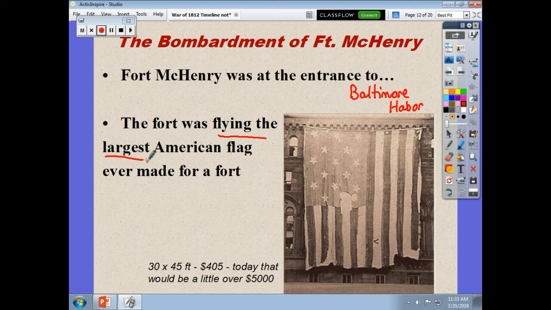This is a picture of that flag. You can see the marks on it where the damage was done from the bombs and things that flew through it. What's interesting also is that this flag is on display in the Smithsonian. As you walk in the front door of the Smithsonian in Washington, D.C., there's this giant flag, and it is in fact the flag that flew over Fort McHenry at the city of Baltimore during the War of 1812.